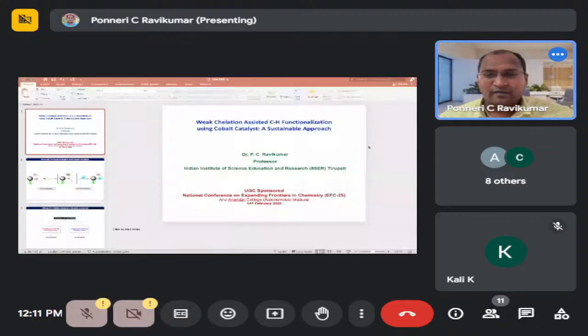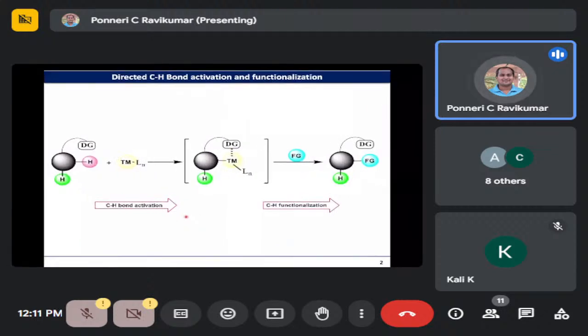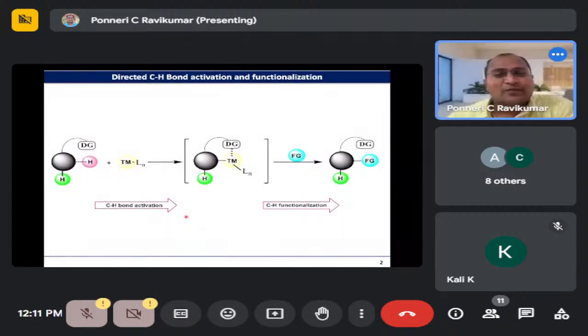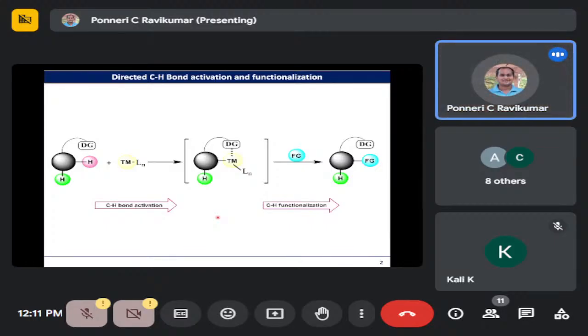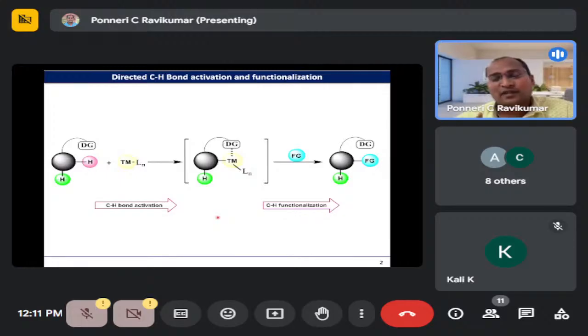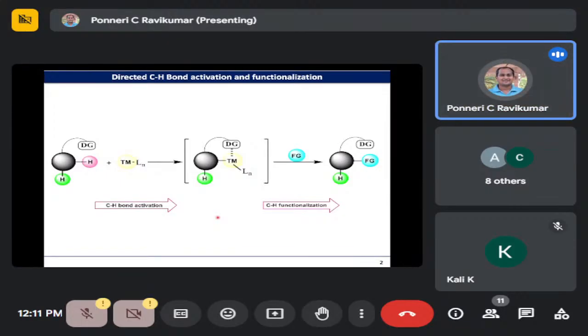Since most of the students here are undergraduate students, I want to go a bit slow. So first I would like to give a brief introduction about what is CH bond activation. In organic chemistry, most of the time we see that most of the reactions involve cleavage of a bond and formation of a new bond. So we cleave an old bond and form a new bond. Generally, most of these reactions involve cleavage of a carbon heteroatom bond. If we have to cleave a carbon hydrogen bond, it is very difficult.